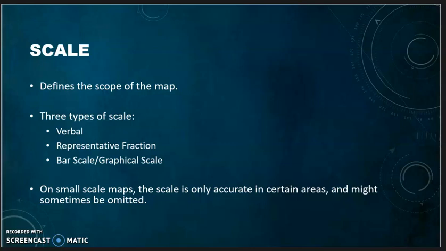There are three different types of scale. We have verbal scale, which uses a word statement to express scale. Verbal scale is reserved for more casual maps where accuracy is not as important, such as tourist maps.